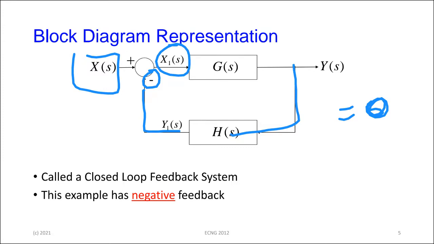If Y varies off of whatever we wanted, then X1 is going to have a value somehow, and it's going to go through G and cause Y to change. And this is the principle that we used in the regulated power supply, either the one with the op-amp or the one with the transistor feedback.